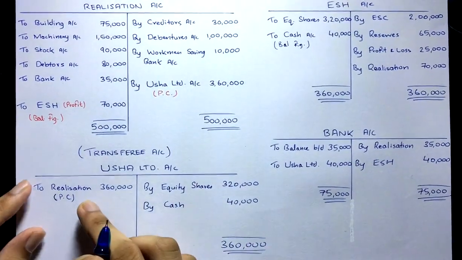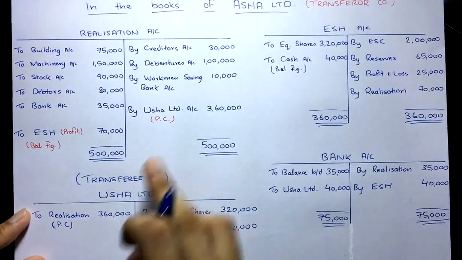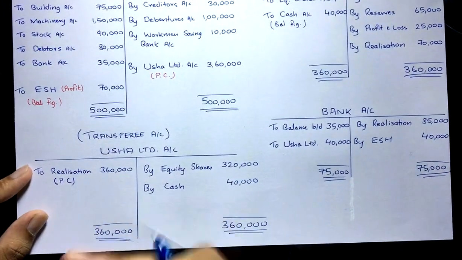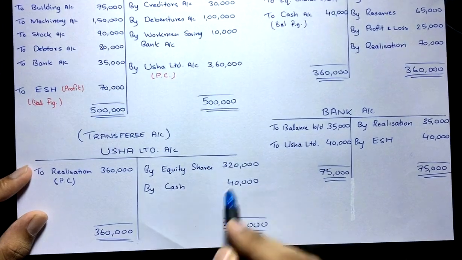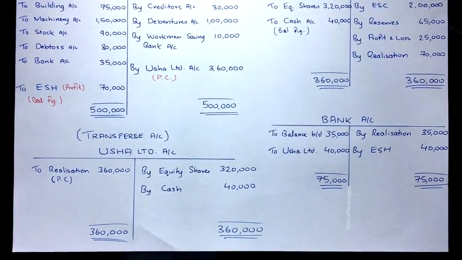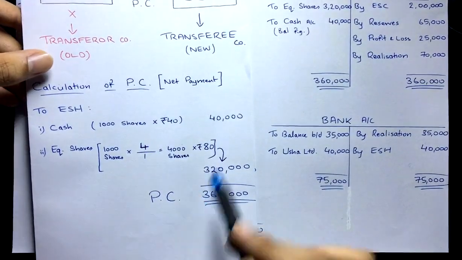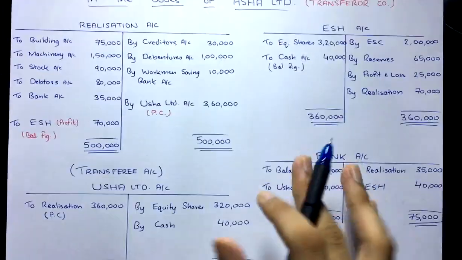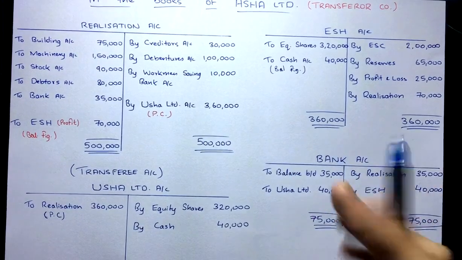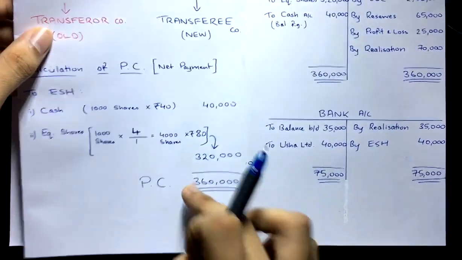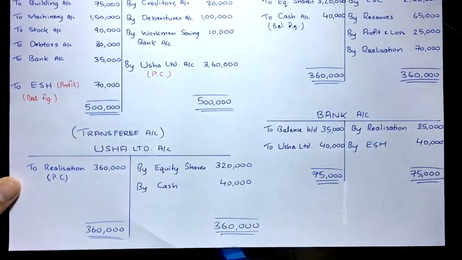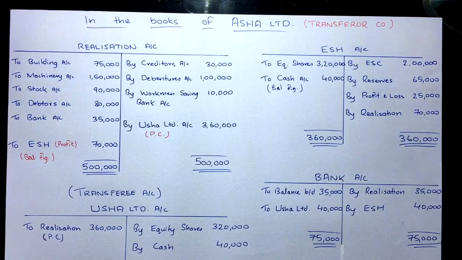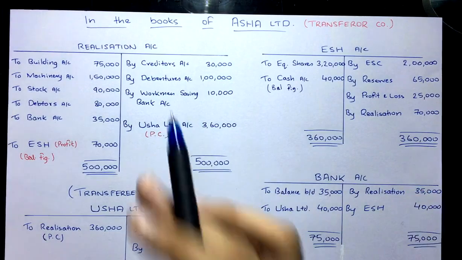Transferee account, you have to take the purchase consideration from the realization account, and then show in what forms the payment has been done, in equity shares and cash. And always look for the PC calculation. From the PC calculation only take it. Okay, don't see over here in the preference shareholder account, you will mess up. Always see in the PC calculation and take this, and then at last bank account, cross posting from all the accounts. Clear? So these are the ledger accounts you have to prepare in the books of Asha Limited, and close the books of Asha Limited with the realization account.